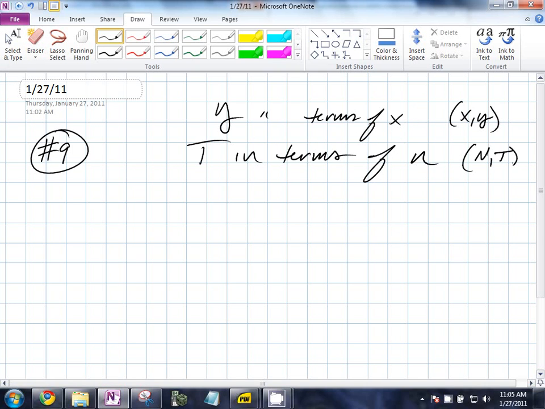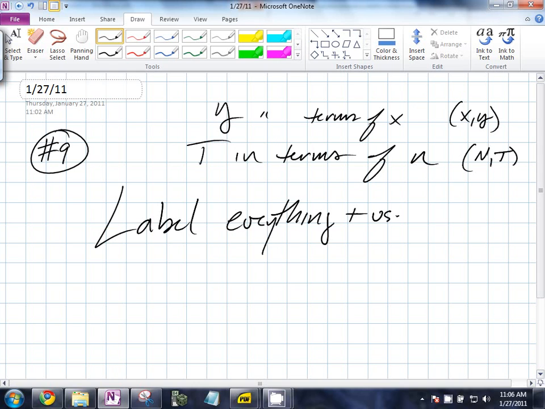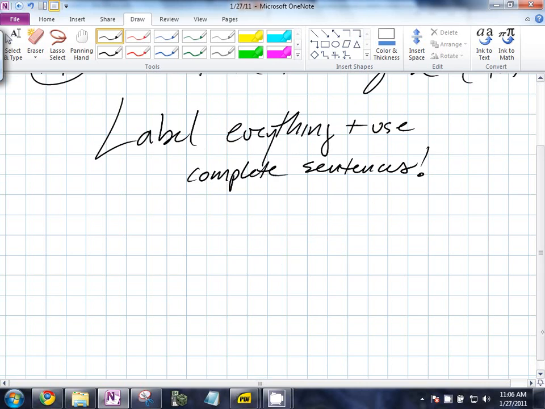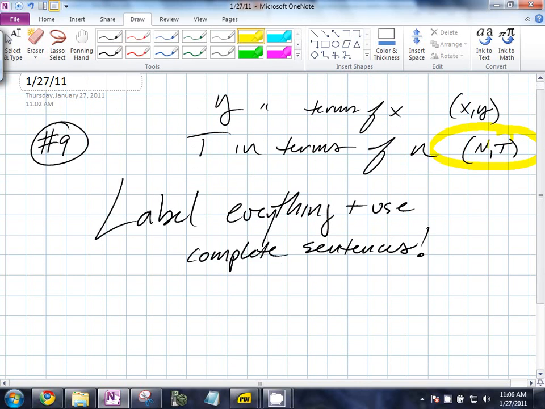Just be consistent. And the best way to be consistent is to label everything and use complete sentences. I'm struggling with this in my other classes too. Does that make sense to everybody? So in this case, for this question, maybe n, t is the best way to write it. We had t in terms of n, so our input is the chirps. So we had 173 correlates to what?